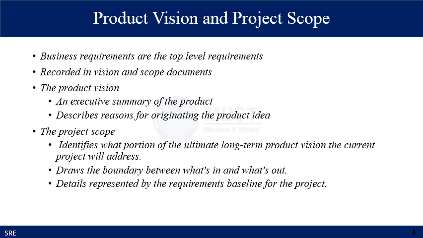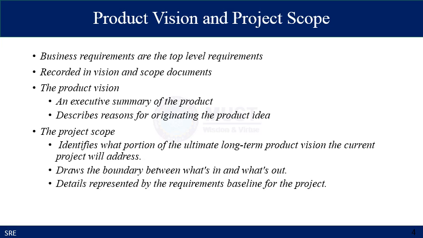So as it has been already discussed several times, product vision and project scope define the top level business requirements, and these requirements are recorded as vision and scope documents. The product vision is an executive summary of the product, and it describes the reason for originating the product idea. So it is a general overview of our product as a whole system.